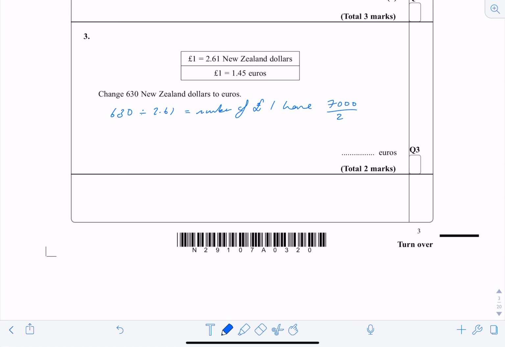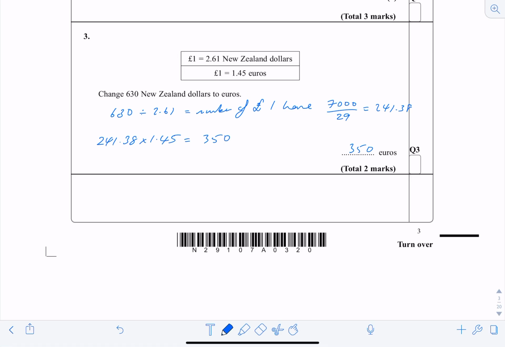and that's 7,000 over 29. Lovely. About 241 pounds, call it 241.38 pounds. If I've got that many, then how many euros is that? Well, £1 is 1.45, so if I've got 241 of them, I'm just going to have 241.38 times 1.45, which is 350.